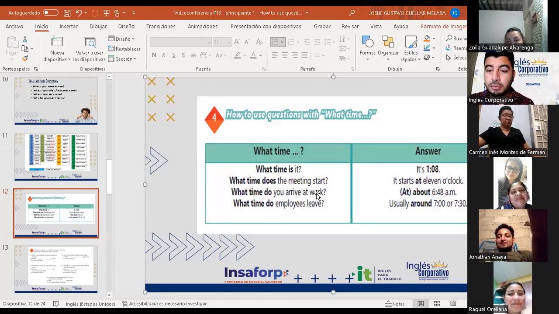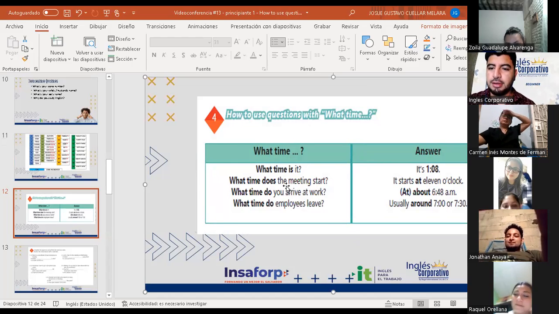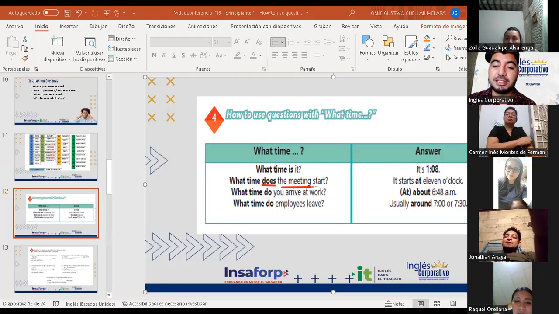¿Ok? What time? La pregunta común es what time is it? Pero también tenemos what time does the meeting start? ¿Qué hora es? Pero cuando decimos what time does the meeting start? ¿A qué hora comienza la reunión? Y si se dan cuenta, ¿por qué tenemos does? Porque estamos hablando de the meeting y the meeting puede ser sustituido por it, o sea, tercera persona. Estamos hablando de una situación, una cosa.